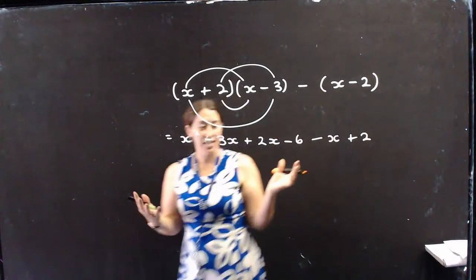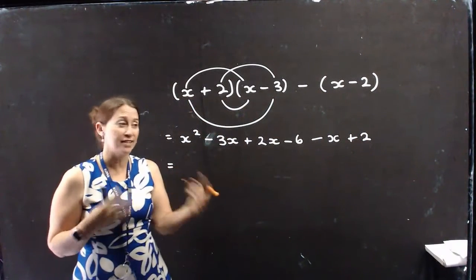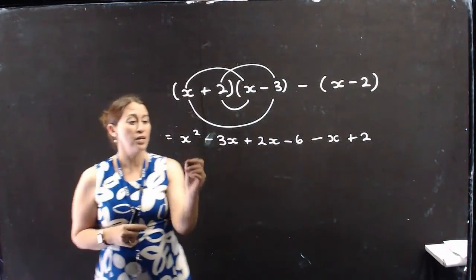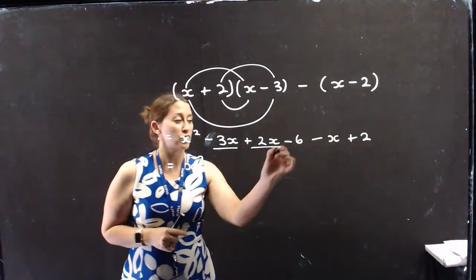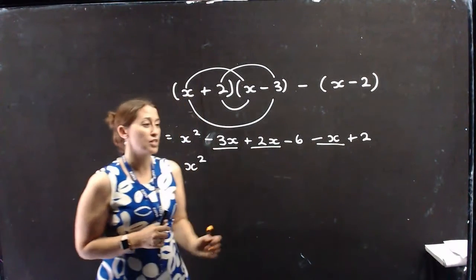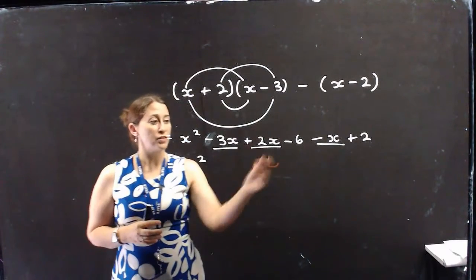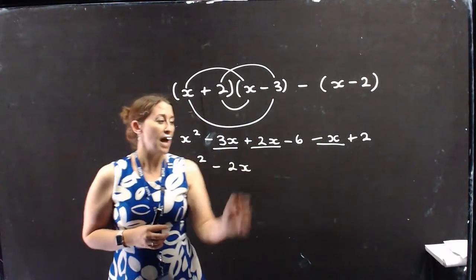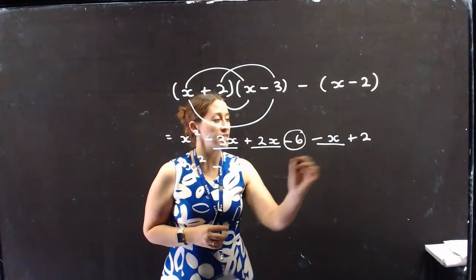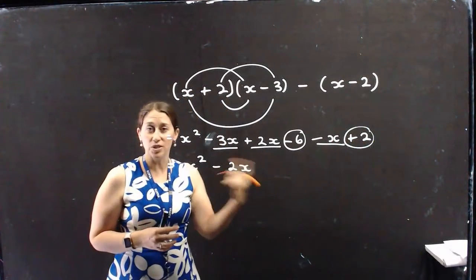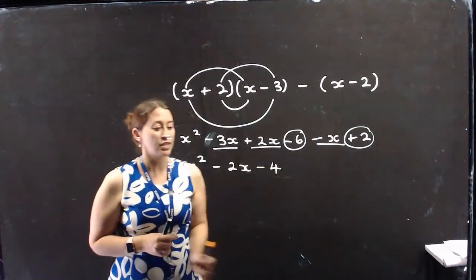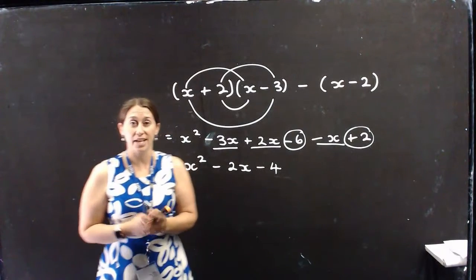And then we're just left with a case where we have to collect together or simplify our like terms. So let's see, we've got x squared. Then we've got -3x plus 2x minus x. They're all like terms. So -4 plus a 2 is -2x. And then we've got a -6 and a +2 to collect together. -6, +2 gives me -4. And that is our simplification.